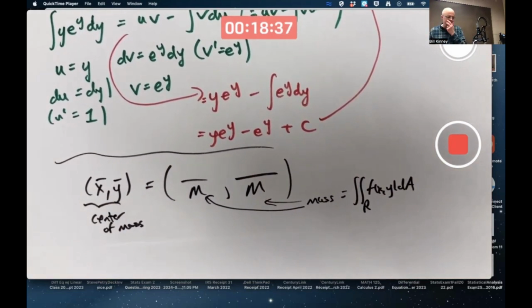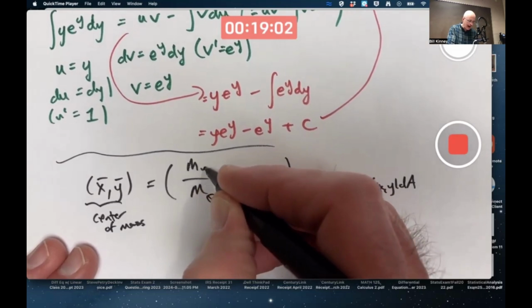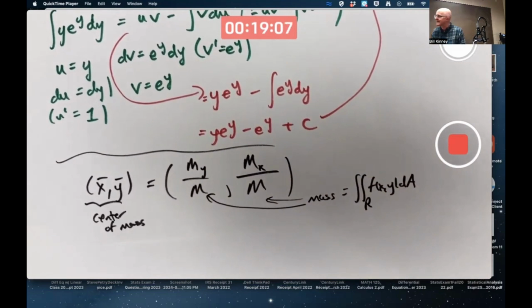And the numerators are also computed by doing integrals. And those integrals are called moments, kind of like moments of inertia. And yes, you can relate this to rotational kinds of things and torques and that kind of thing, though I don't want to get into details. The one for X bar is actually labeled M sub Y, and the one for Y bar is actually labeled M sub X, so it's a bit confusing like that. There's a reason for it.